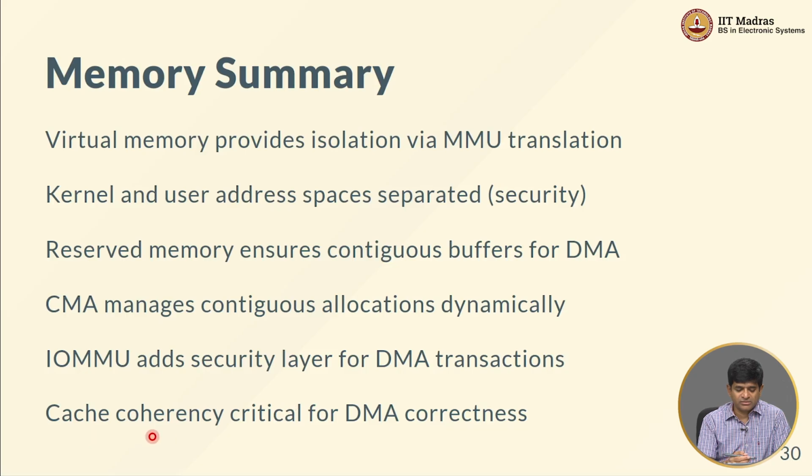And as we just saw, cache coherency is also critical. How do you handle that while still getting good performance? Probably the best preferred approach would be to use the streaming DMA solutions.